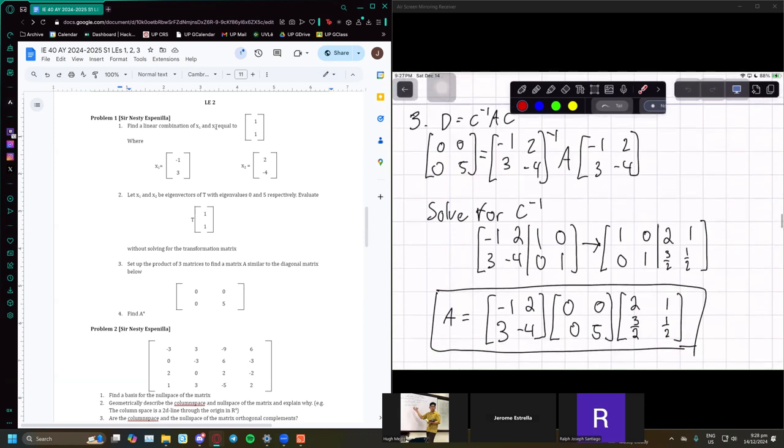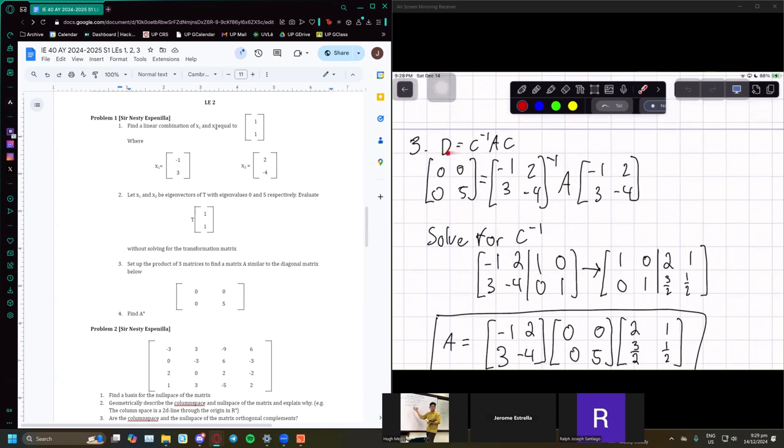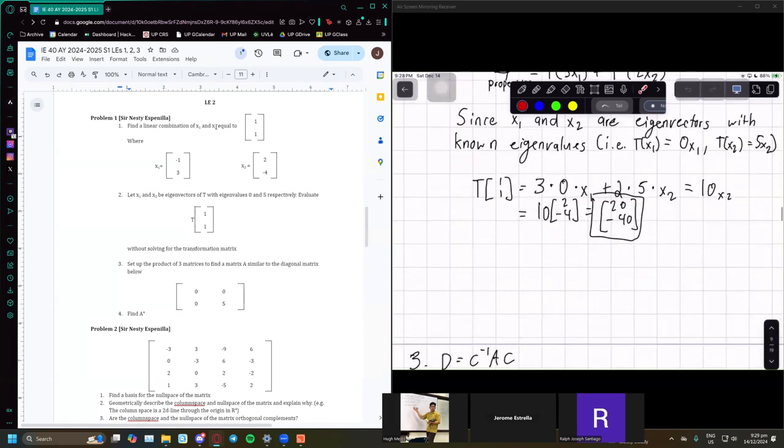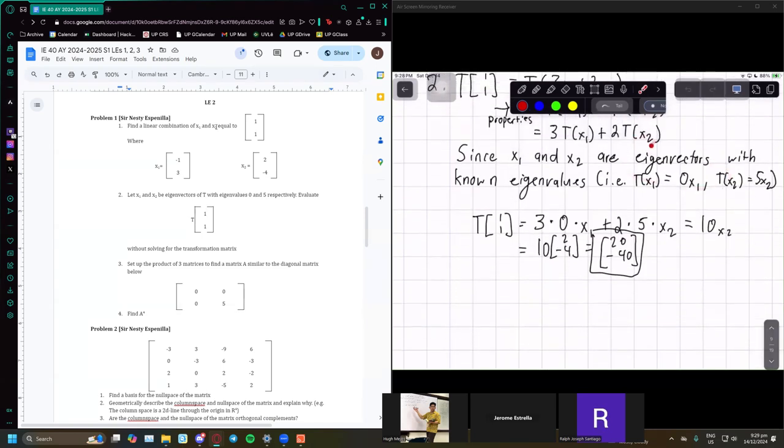Number 3, set up the product of 3 matrices to find a matrix A similar to the diagonal matrix below. So the first thing you should notice is the diagonal matrix used here, 0, 0, 0, 5. The diagonal elements are 0 and 5, which are exactly the respective eigenvalues of our vectors x1 and x2. So that's your hint that we're still going to be using the things that we found out in the previous items.